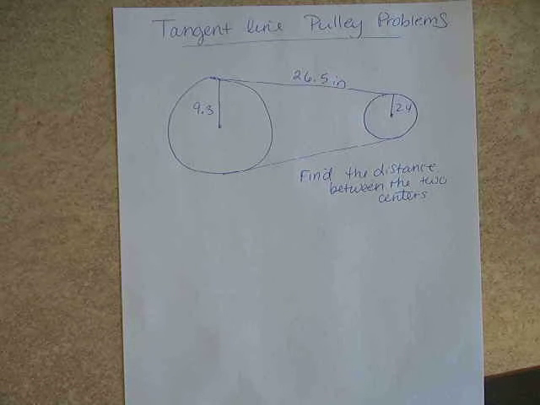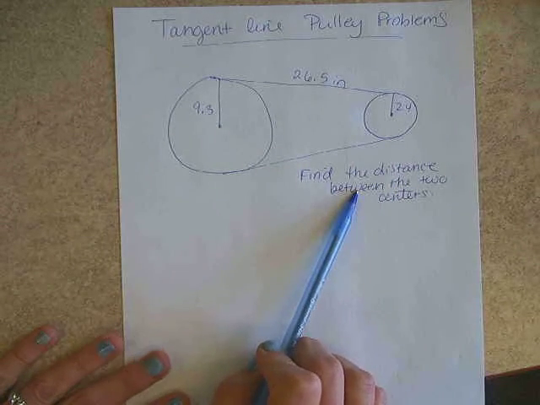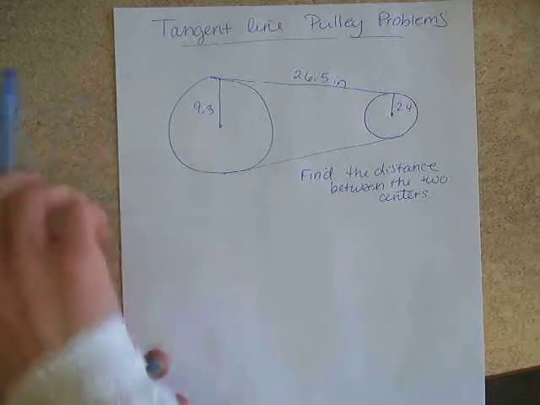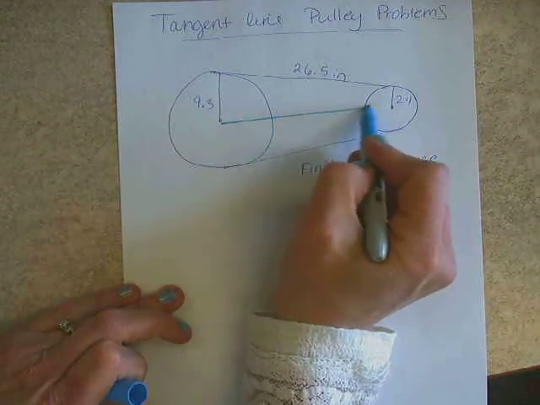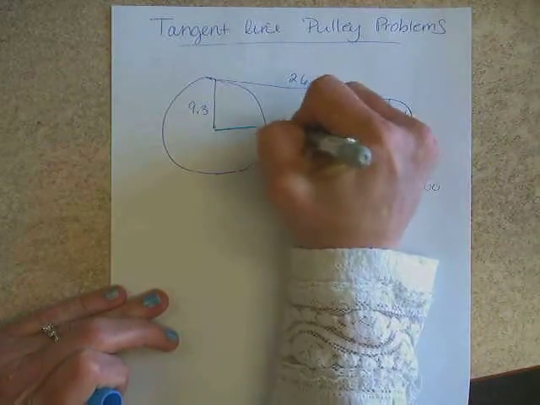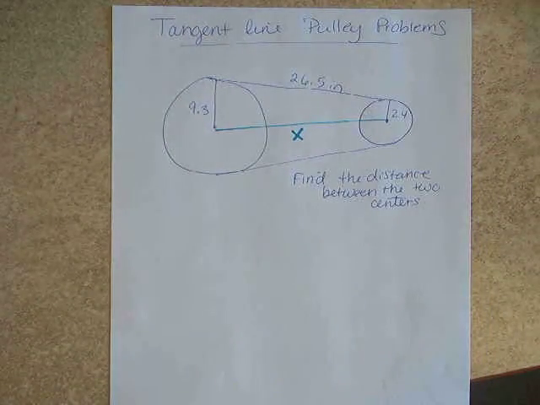Okay, I'm going to give you a set of steps here because if you make one wrong move with what you're labeling and drawing, then it's all downhill from there. It gets ugly. So the first thing you want to do, if you're finding the distance between the two centers, is connect the two centers and call that x.